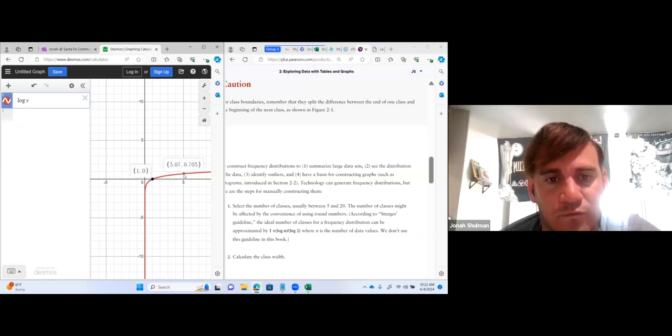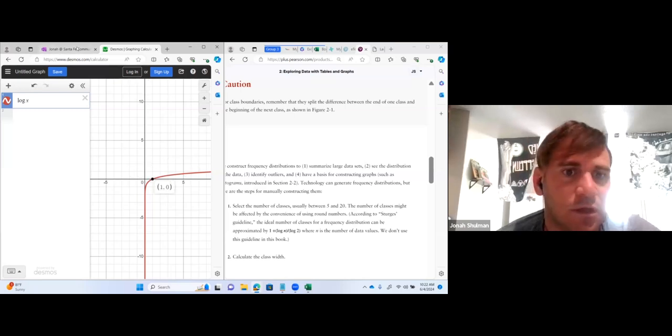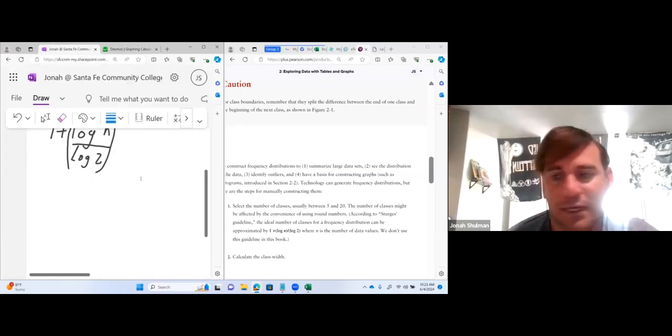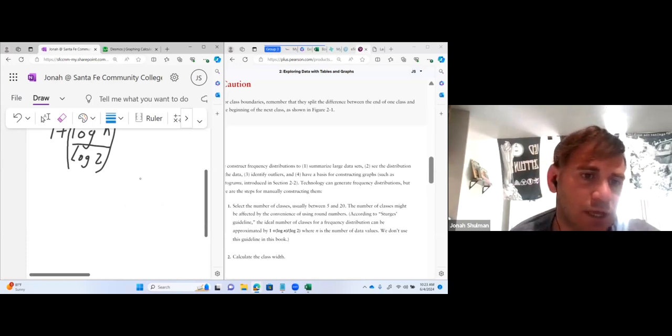Log of 5 is 0.699. So what does this mean? What does this weird picture mean? A log is just the opposite of an exponent. So let's say we have 3 squared.